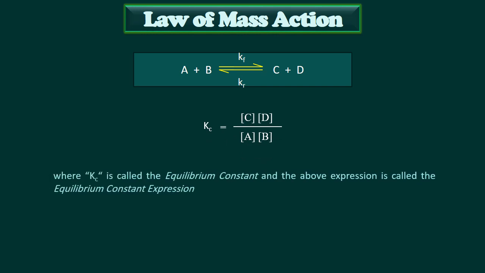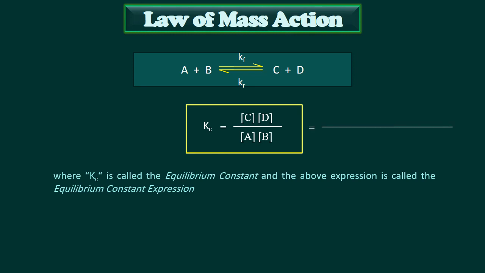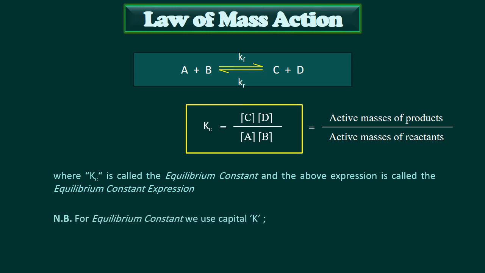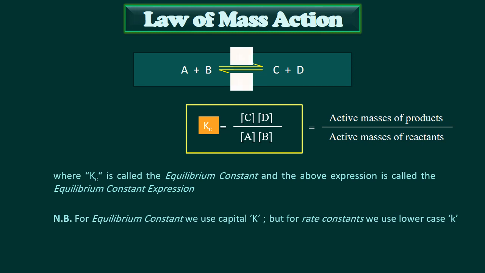where Kc is called the equilibrium constant and the above expression is called the equilibrium constant expression, in which the active masses of products are written in the numerator, whereas the active masses of reactants are in the denominator. This is to be noted that for the equilibrium constant we use capital K, but for rate constants we use lowercase k. Do not confuse them.